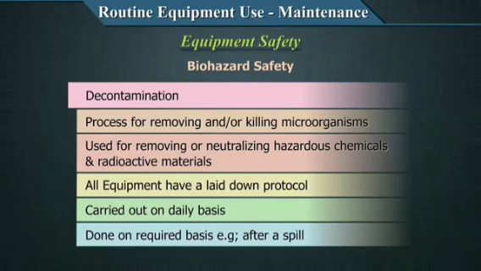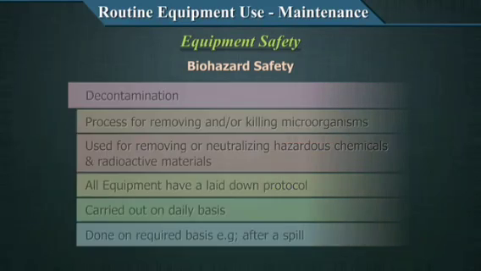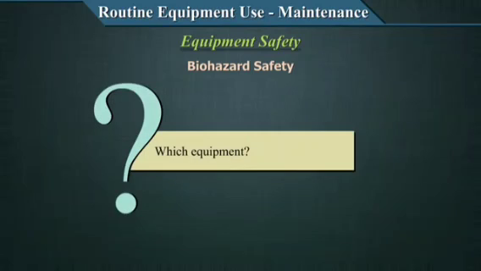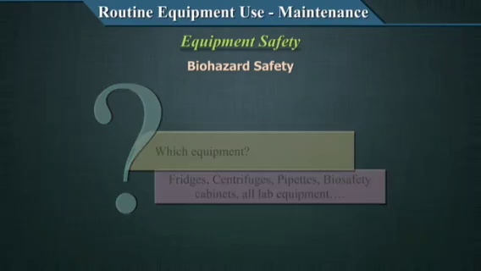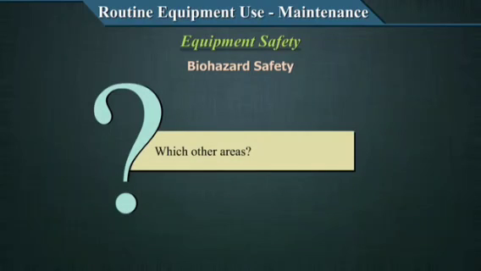As required basis, especially after spills. So which equipment need decontamination? Every equipment requires decontamination. Your fridges, your centrifuges, pipettes, biosafety cabinets, all laboratory equipment requires decontamination processes. And apart from equipment, you also need to clean other areas.